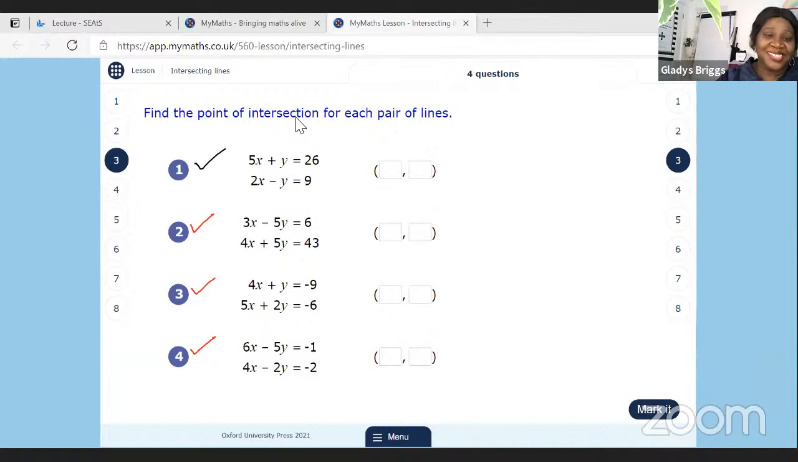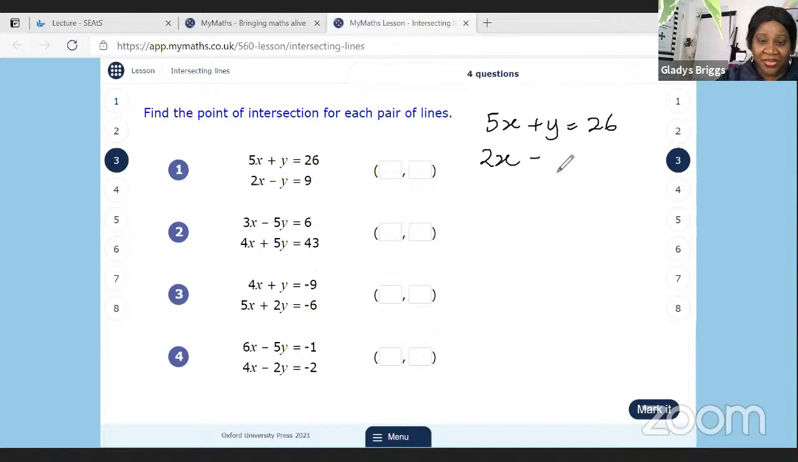Okay, so let's have a look at the answers. For the first one, 5x plus y is equal to 26, and 2x minus y is equal to 9. What should we do here, Hamad? Should we add or subtract? What's going to eliminate one of them, x or y?